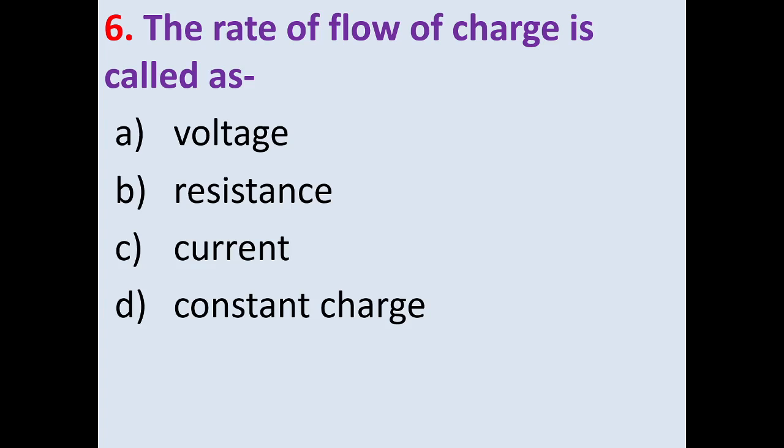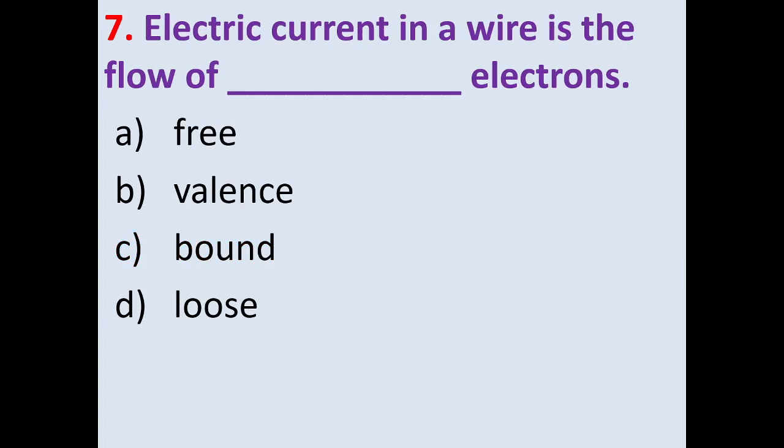The rate of flow of charge is called as, so rate of flow of charge is the general definition for electric current, that is option C. Electric current in a wire is the flow of dash dash electrons. So we know that in any atom there are many electrons. Valence electrons are loosely bound. When we give sufficient amount of energy, these electrons become free, and such free electrons take part in current conduction. So we say that electric current in a wire is the flow of free electrons.